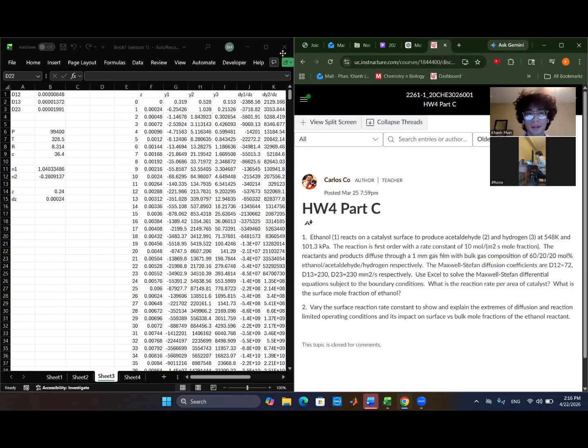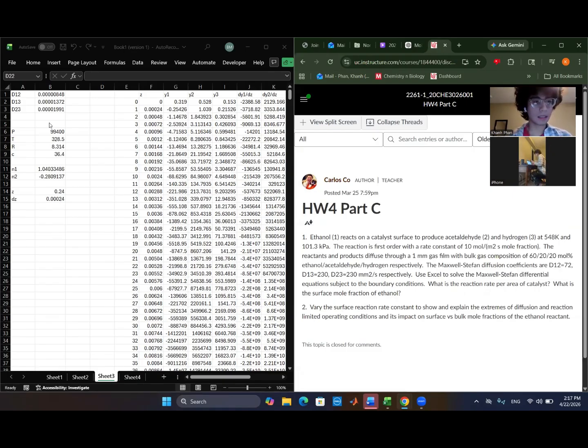So part C is similar to part B, but it's going to be a little different because there's a first order reaction with constant 10 moles happening. Another difference is that there's an N3, because there's a flux for N3. Earlier, N3 was stagnant, but in this case component 3, hydrogen, is a product that has a flux, so we have to take that into account, and then find the actual Y1, Y2 and Y3 at the surface, like the mole fraction.